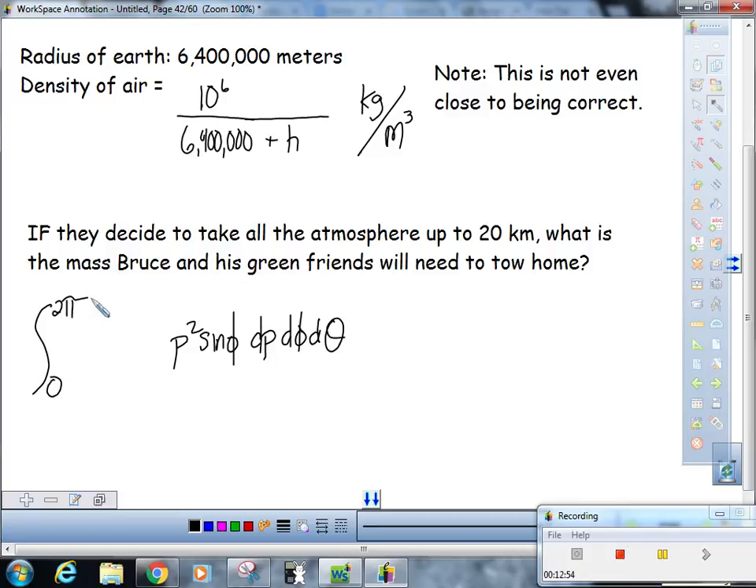Okay? Essentially this is like a hollow shell of a sphere. We don't want the mass of the Earth. We just want the air that starts at radius 6,400,000 and goes to the radius, well, I guess we'll do that last, okay? All right, so what about our phi?